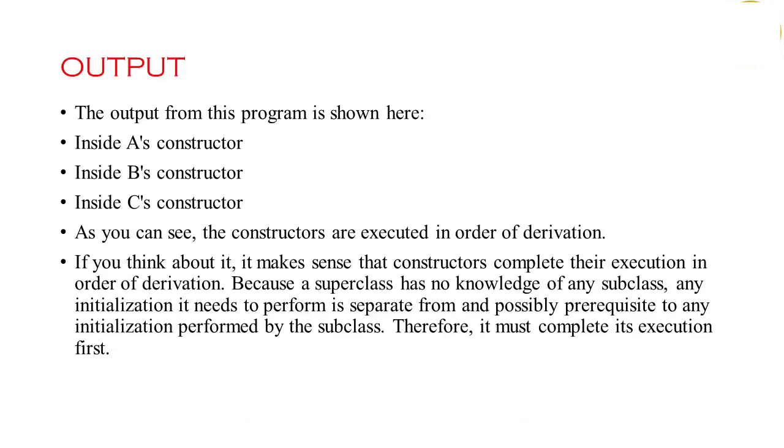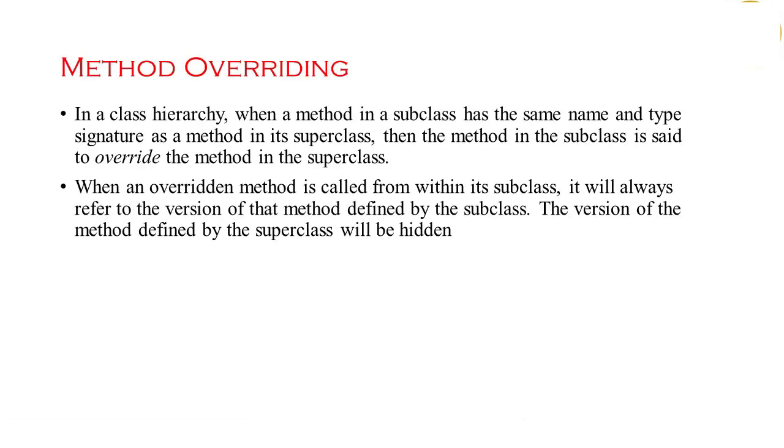Now you have an example for this. Next, it is method overriding. In a class hierarchy, when a method in a subclass has the same name and type signature as a method in its superclass, then the method in the subclass is said to override the method in the superclass. When an overridden method is called from within its subclass, it will always refer to the version of that method defined by the subclass.